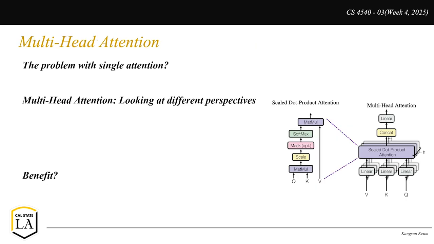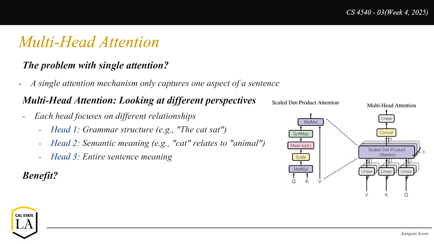The next part is multi-head attention. So why multiple attention heads? A single attention mechanism captures only one aspect of a sentence. Therefore, as a solution, we came up with multi-head attention. Each attention head focuses on different relationships, making the model more powerful.